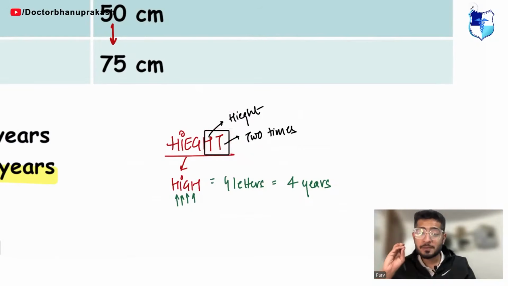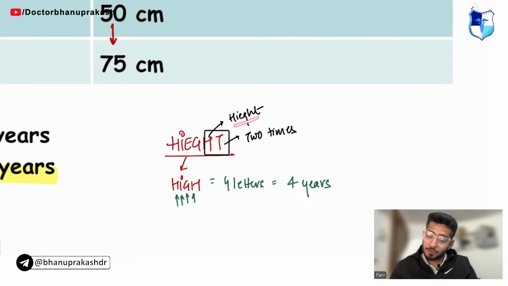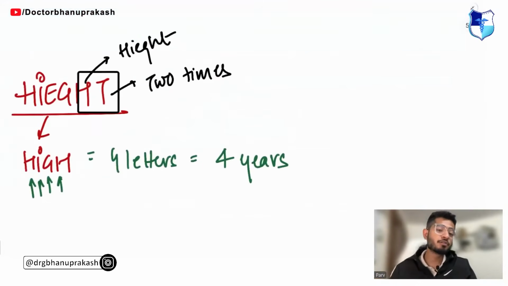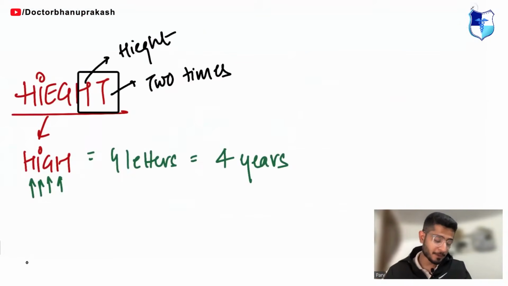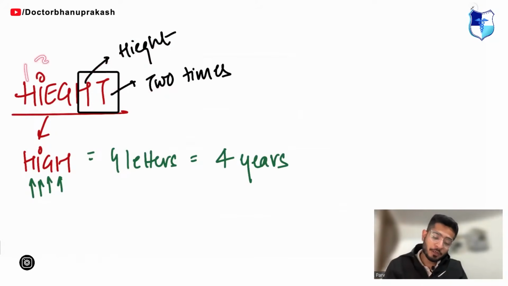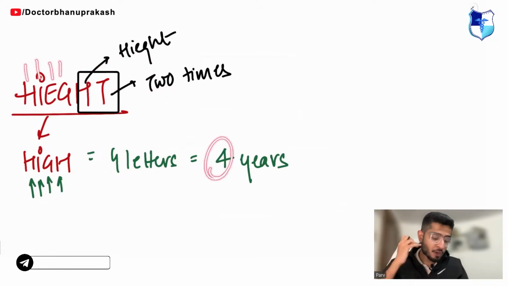Now what is the best thing in this? If you want to see the height getting doubled, you have to focus on the remaining letters, which are 4 in number. So HIGH, that is 4 letters, that is 4 years. This is a very beautiful mnemonic, one of my favorite mnemonics. So remember, HIGHT, H for height, T for 2 times, that is height is going to double in 4 years.